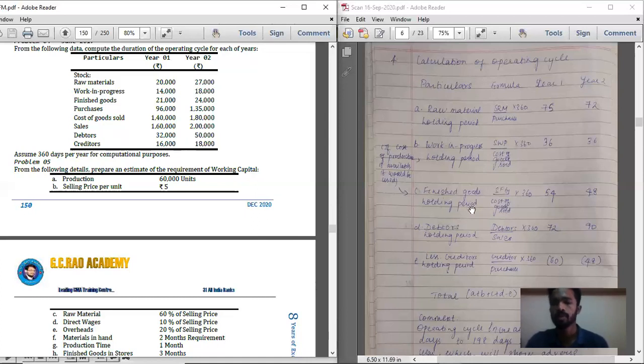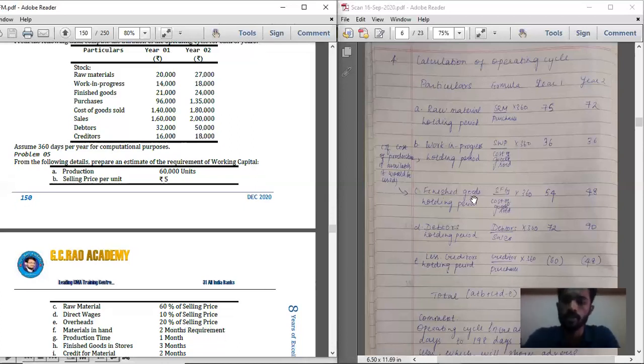So point C, finished goods holding period. In respect of the formula, stock of finished goods divided by cost of goods sold into 360. So basically what we are doing in this problem is reverse working. Normally in every sum they will give the number of days, and we should calculate the closing stock value to be maintained. Whereas here they have given the stock value and the purchase value, so we should calculate the days. This is the reverse working of the previous sum.